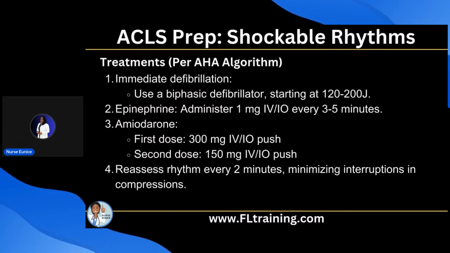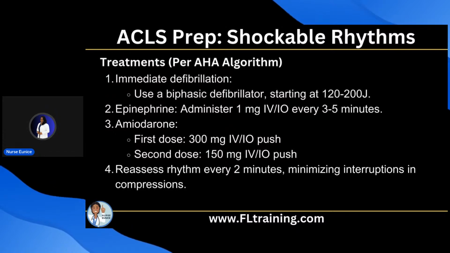So maybe start at 120, then go to 150, and if a third shock is required, then you go to 200. The first drug we're going to administer is epinephrine. The dose for epinephrine is 1 milligram IV or IO, that means intraosseous or intravenous, every 3 to 5 minutes. So a good rule of thumb is you give epi every other cycle. So epi is the first cycle, third cycle, fifth cycle.